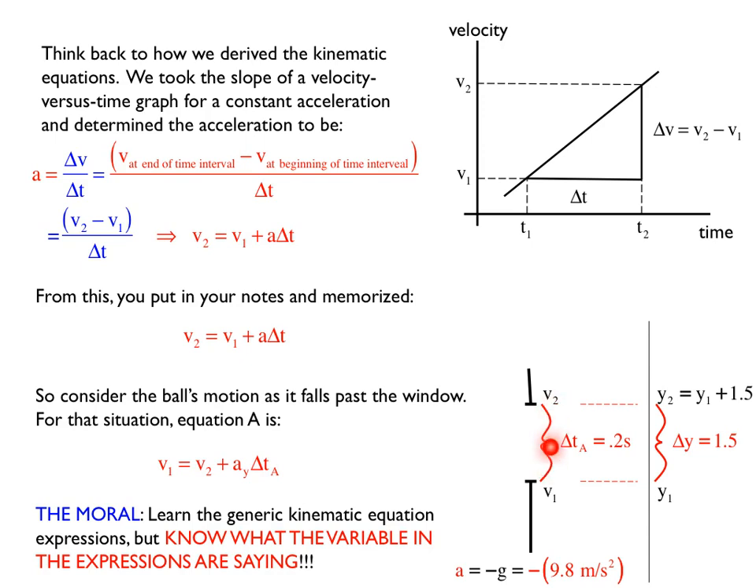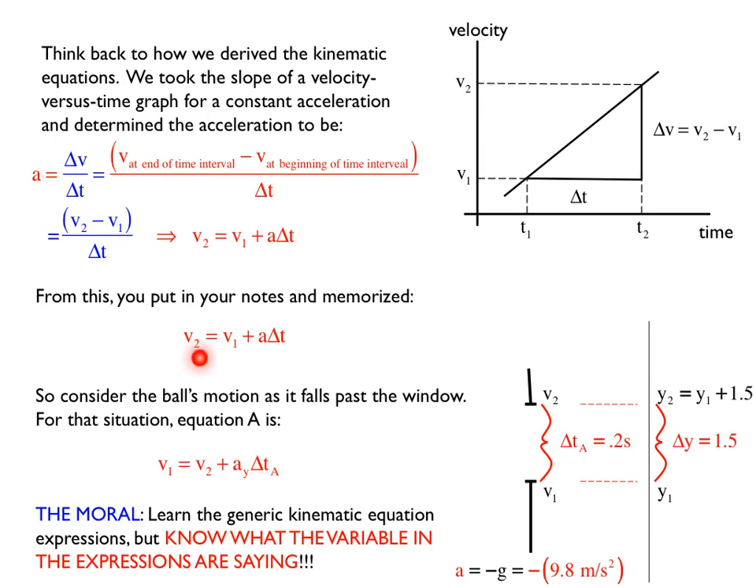So let's go back to our problem, and let's take a look at the time interval during which the ball is passing by the window. If we were going to go ahead and use this relationship, which you have memorized, in the context of this time interval right here, this is what you would write. Now when you look at this, this just doesn't look right.